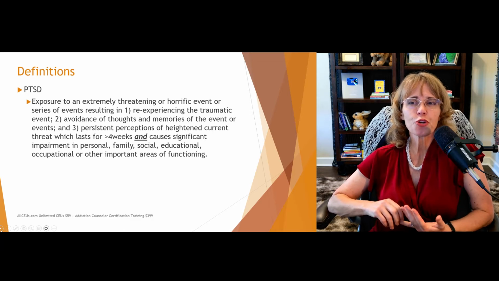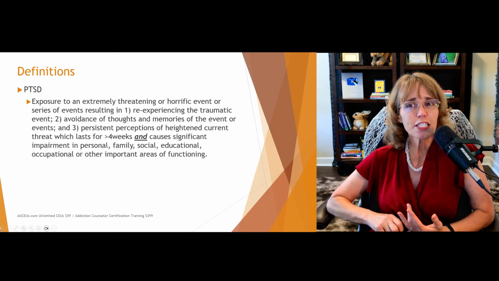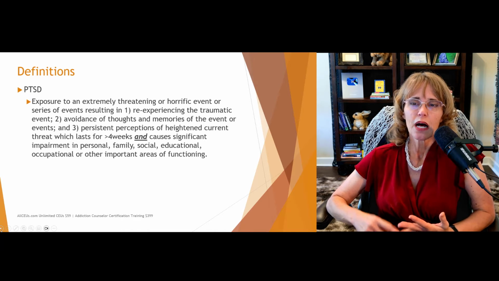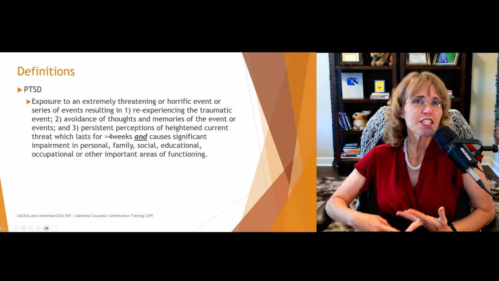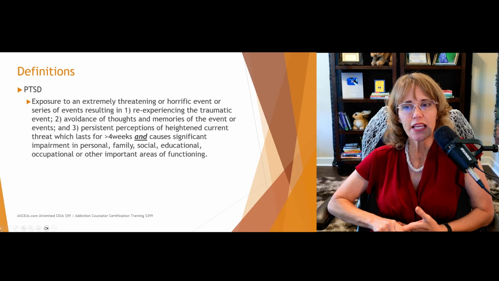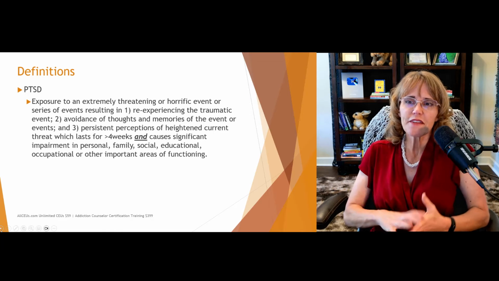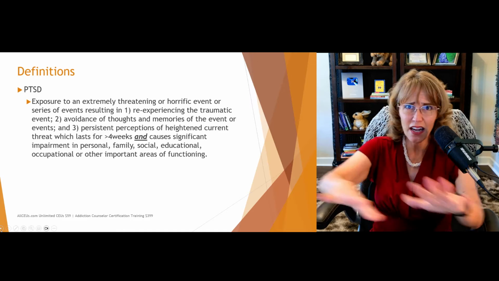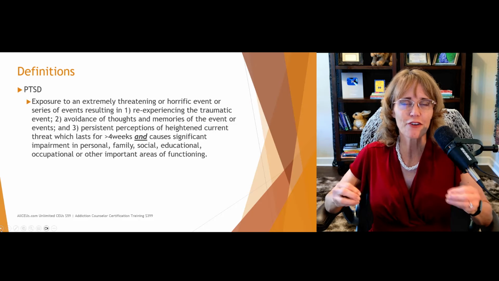PTSD is an exposure to an extremely threatening or horrific event or series of events, resulting in re-experiencing, avoidance of thoughts and memories of the event, persistent perceptions of heightened current threat, which lasts for more than 4 weeks and causes significant impairment in personal, family, educational, or occupational functioning. So if somebody has a heightened sense of threat, but it's not causing them any problems and they don't see a problem with it, then they wouldn't meet that criteria.